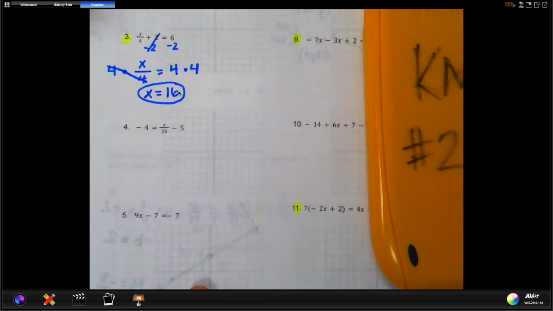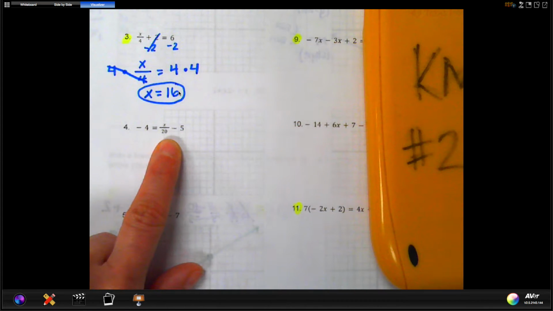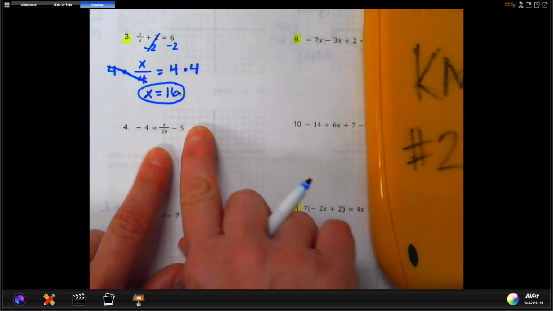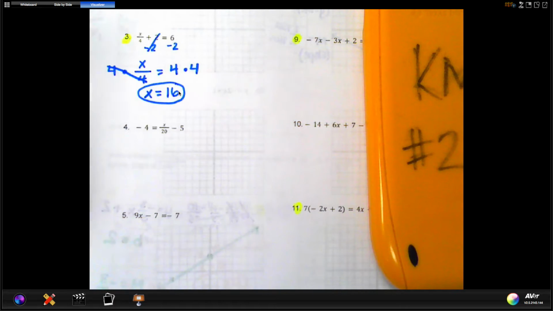Okay, and so 2, 4, 5, and 6 are all similar to those. They're just written sometimes opposite, like number 4. So we go the other way. If it helps you on number 4, you can put your equal sign over here and then negative 4 so that it's facing the right direction. Same thing with 2.